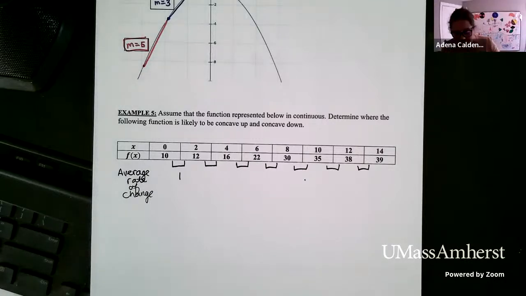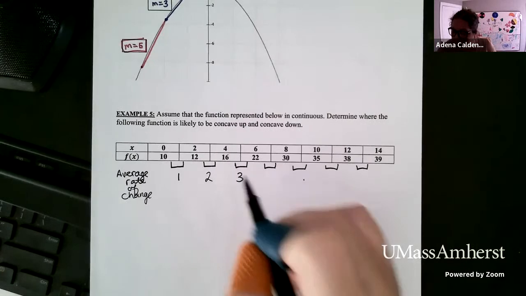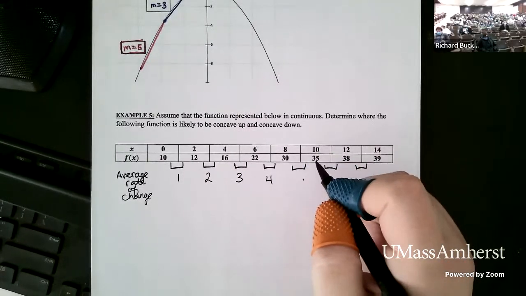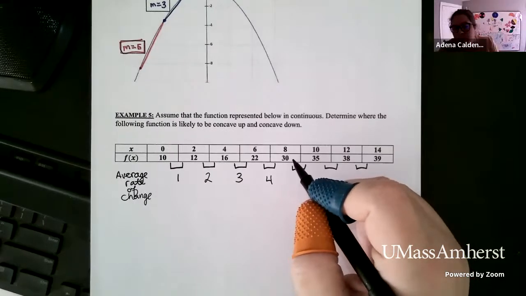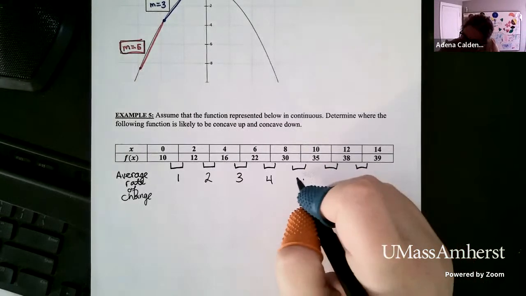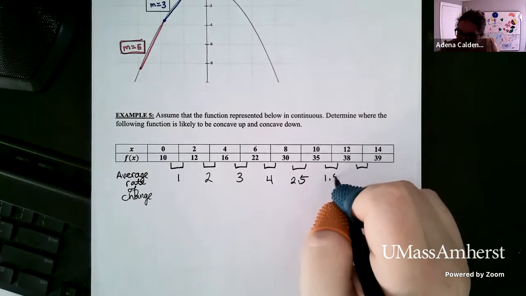Okay. So let's take a look at this one. So again, we're just calculating the average rates of change down the table. So this one will be 2, 3, 4. For example, this one we would do 35 minus 30, which is 5, divided by 10 minus 8, which is 2. 5 divided by 2 is 2.5, right? So that's what we're doing between all of these points.